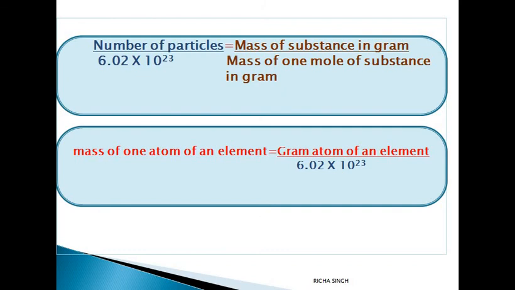One more relation that comes out from number and mass is this: number of particles upon 6.022 into 10 raised to the power 23 is always equal to mass of substance in gram upon mass of 1 mole of substance in gram. So from these 4 values, if any one is unknown, you can calculate it by comparing moles in terms of number and moles in terms of mass. Mass of one atom of an element is equal to gram atomic mass of the element upon 6.02 into 10 raised to the power 23. If you have to calculate the mass of one atom, it can be calculated by using this formula.